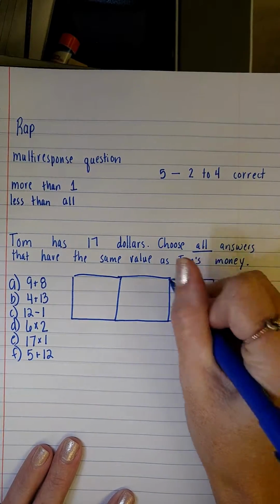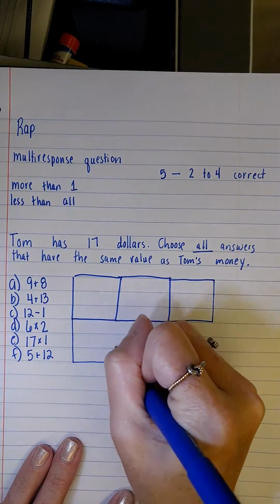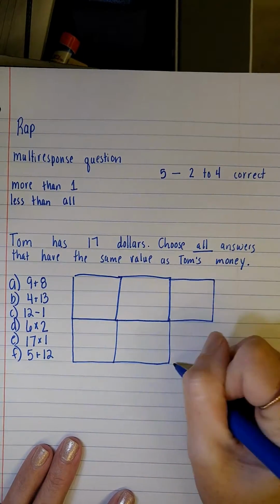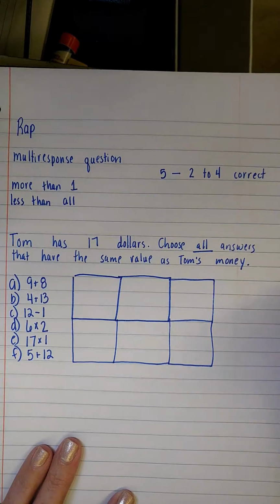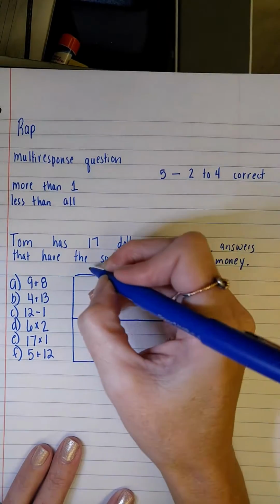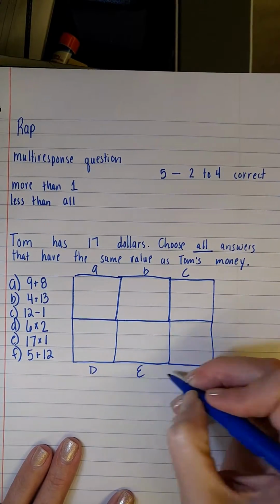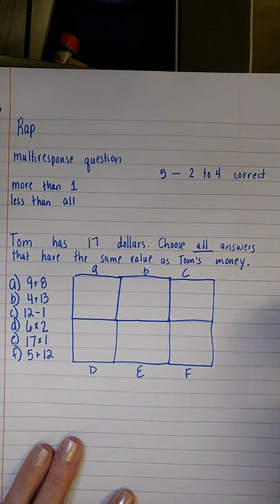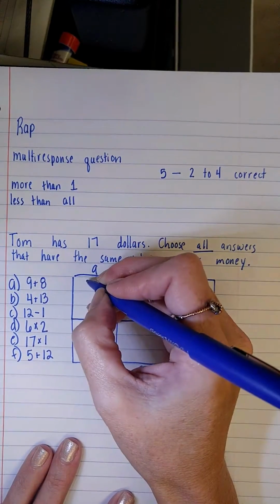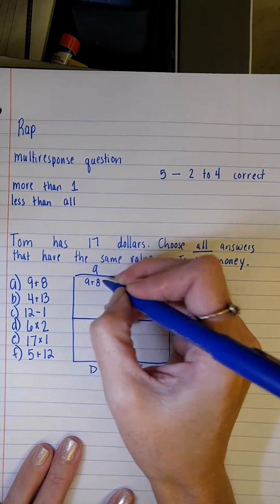So I'm going to draw my 6 boxes, and this is how I directed the children to do it, so that way they could keep themselves straight, they don't make a mistake, they don't forget one. A, B, C, D, E, and F. Now I'm going to write each answer choice inside here, and then I will show my work in here.